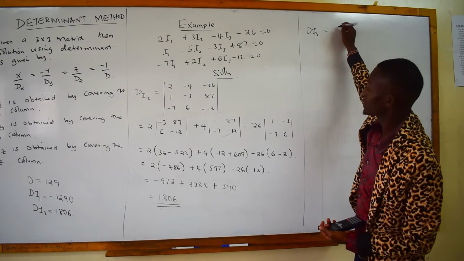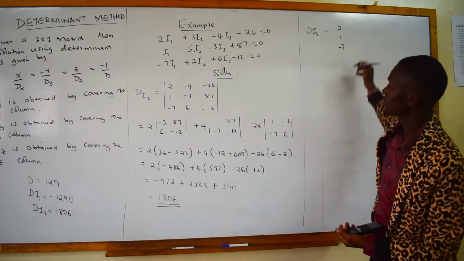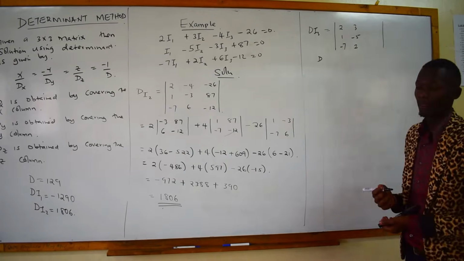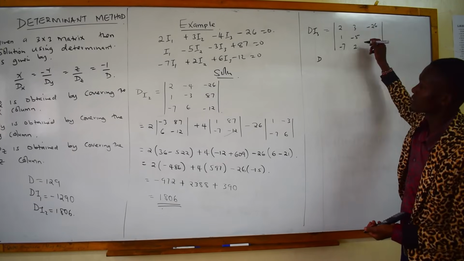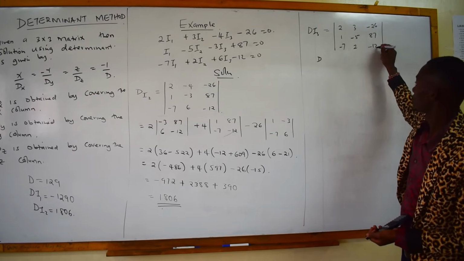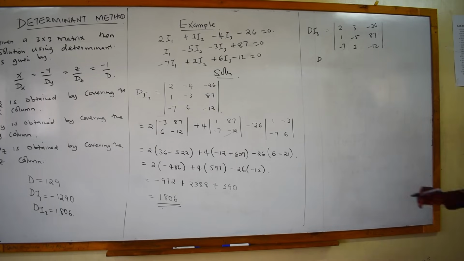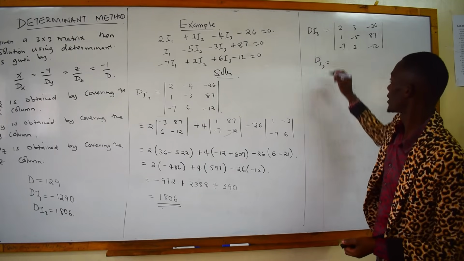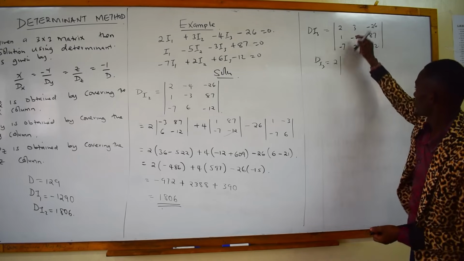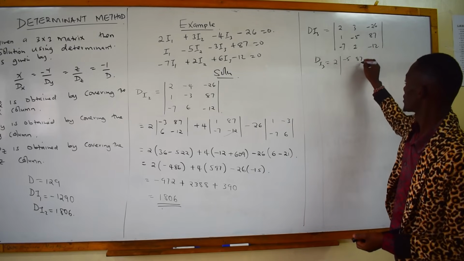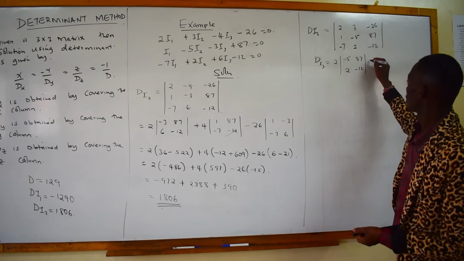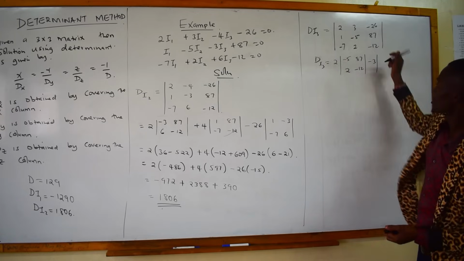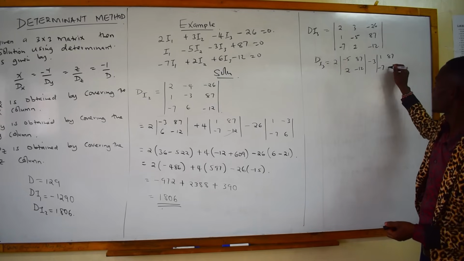So we shall have the matrix 2, 1, negative of 7, and we shall have 3, negative of 5, and we shall have 2. So negative 26, we have it here, 7, and we have negative of 12. So therefore, DI3 is given by: we shall have 2, then the determinant of this matrix here, negative 5, negative 7, 2, negative of 12, then we shall have negative of 3, remember the middle term is always negative, then closing this column and this row, we have 1, 87, negative 7, negative of 12.